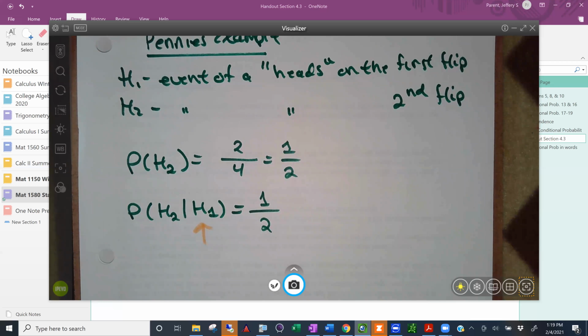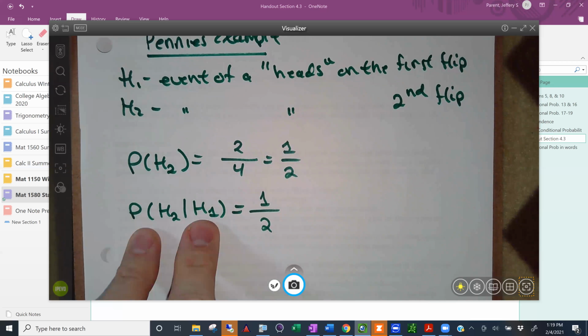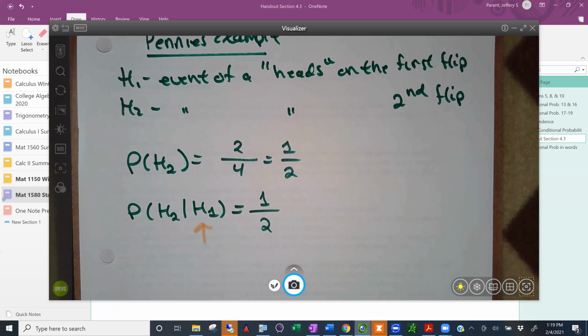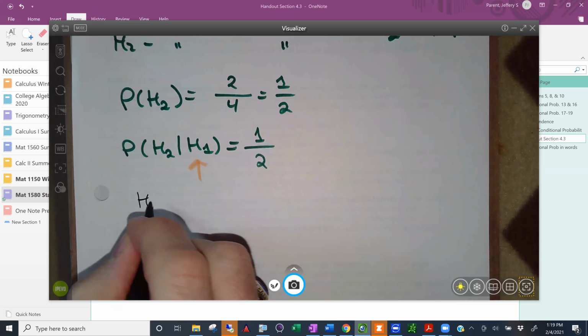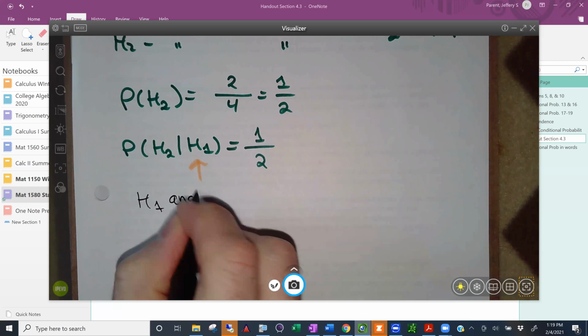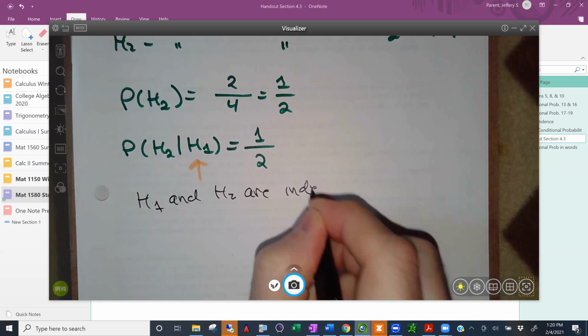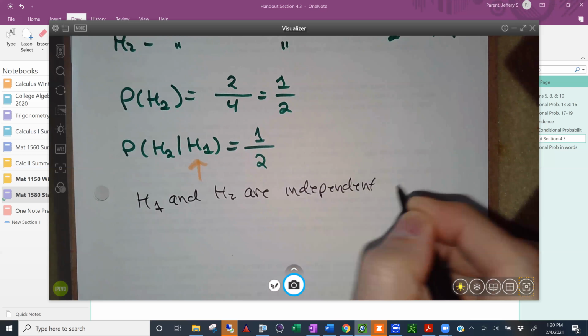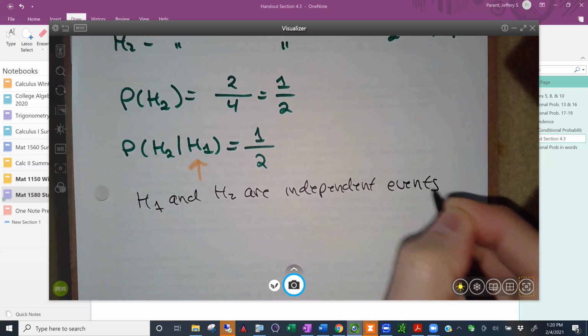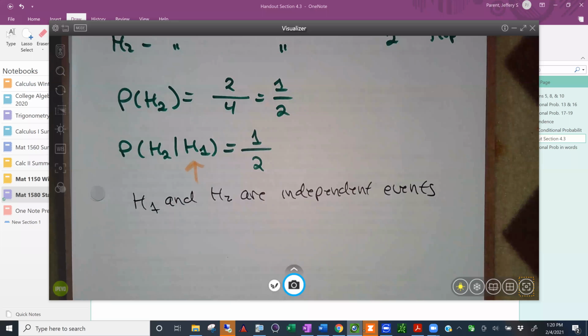No, it didn't. And that's because these are independent events. So what happened with the first one has no effect on the probability of the second one. So let's write that down. H1 and H2 are independent events. That's important.